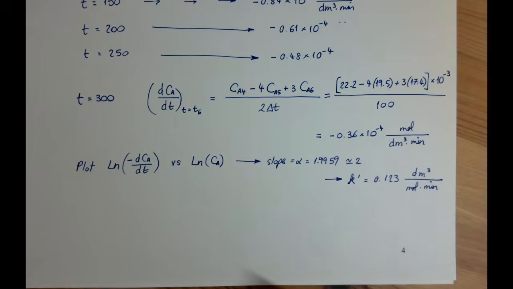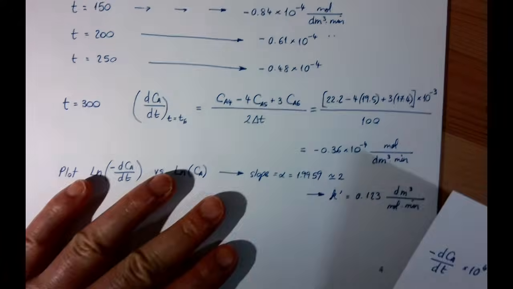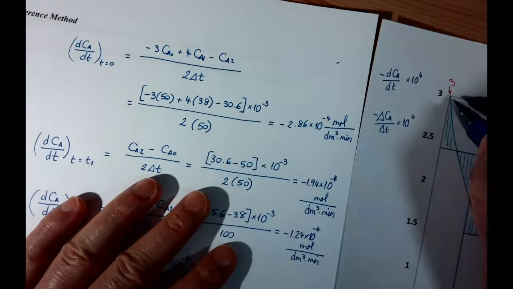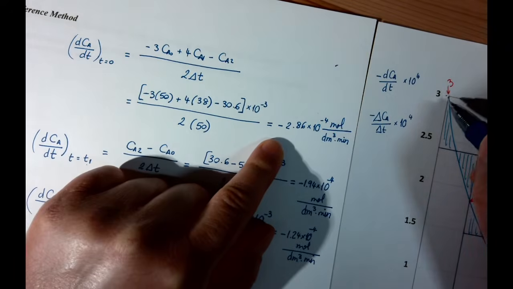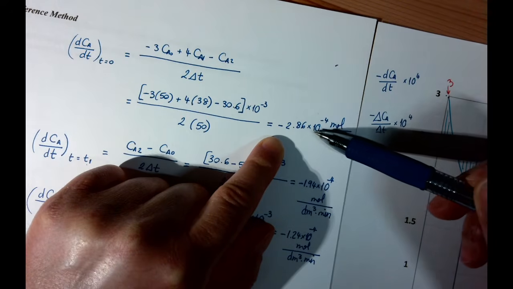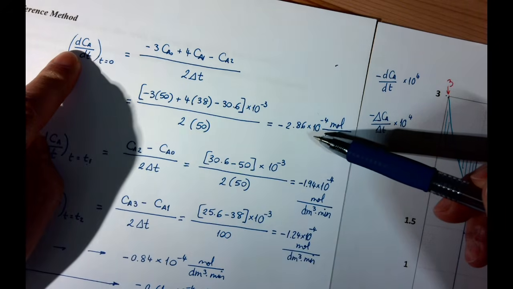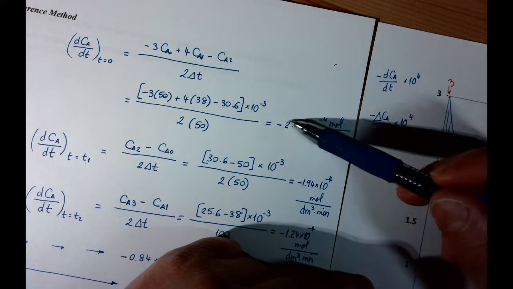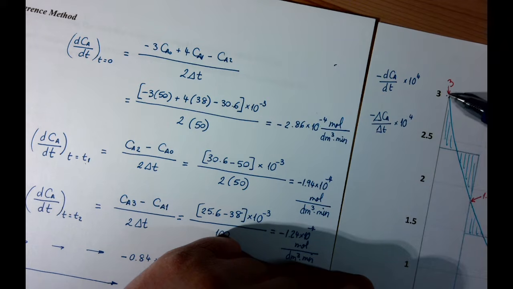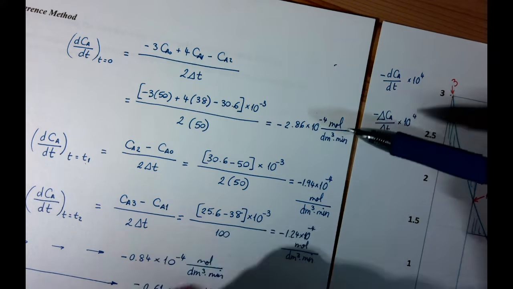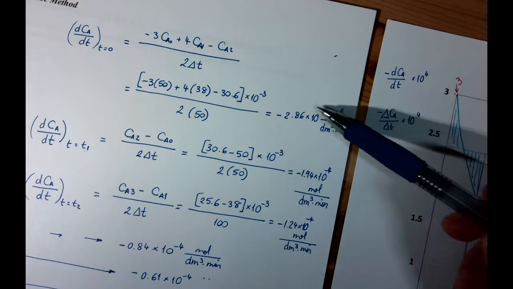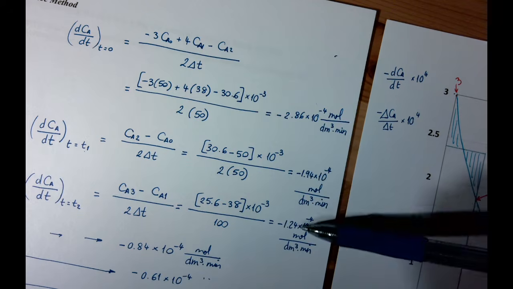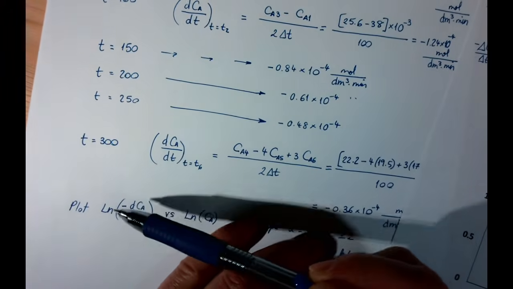Similar values. Yeah, so graphically for time 0, we got a 3 here. Here we're getting negative 2.86. So note that this is dCA dt, and here we're representing negative dCA dt. That's why this has a negative sign, and this one is positive, okay? Once you take the negative dCA dt's, all of these are going to be positive numbers that you'd have in the natural log here.